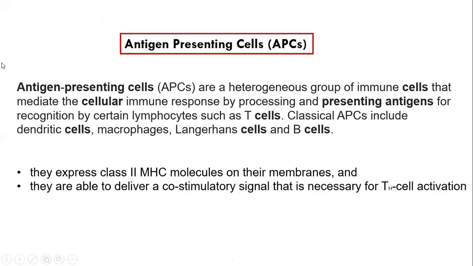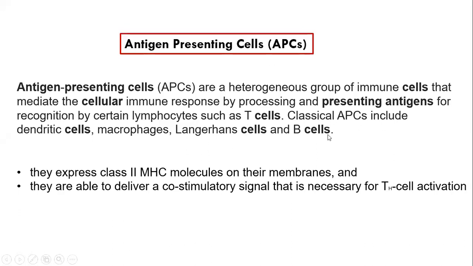So what is an antigen presenting cell? An antigen presenting cell is a heterogeneous group of immune cells that mediate the cellular immune response by processing and presenting antigens. Because we know that antigens, DAMPs and PAMPs, which we discussed in the previous class, might have specific chemical structures, or might have come through a pathogen. So these antigen presenting cells help in processing them and presenting them in a form that the lymphocytes can recognize. The lymphocytes are mainly the T cells.